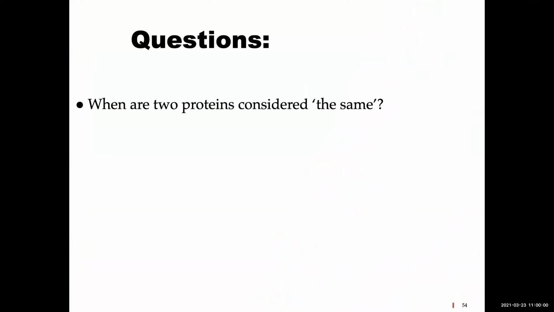Anyone? I'm here, I'm just thinking. The same family will be when 50% of the sequence length has a 50% identity. Yep.